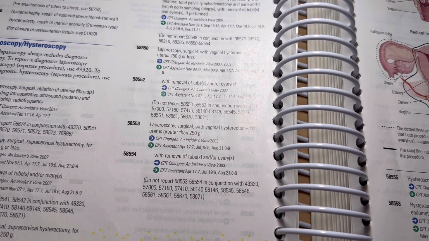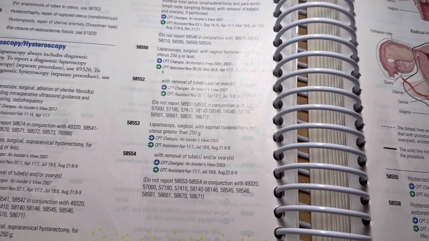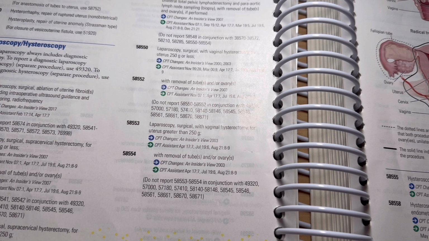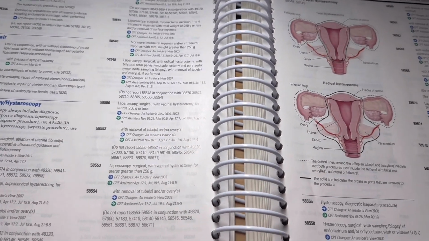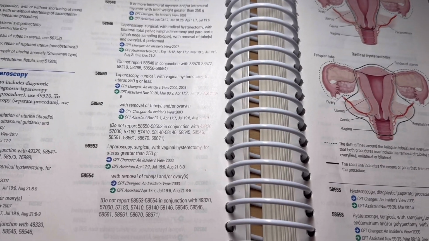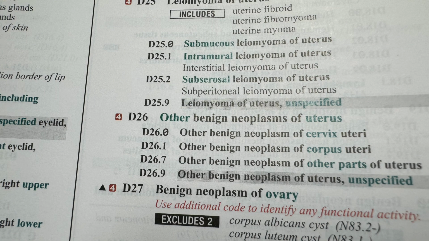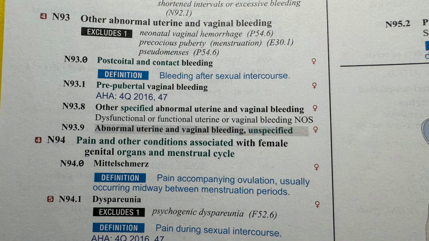And my diagnosis codes, I didn't get anything from pathology. I think I'm actually waiting for pathology to come back. So for right now, they did this surgery for an intramural fibroid, which was D25.1, and she also had abnormal uterine bleeding, which is the N93.9.